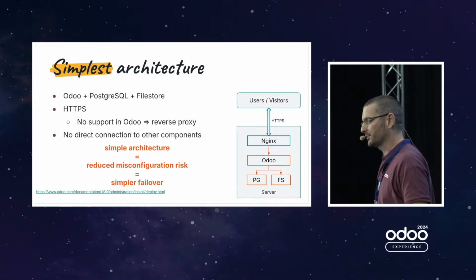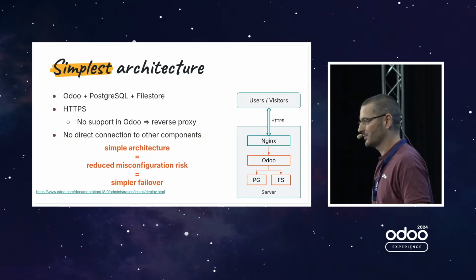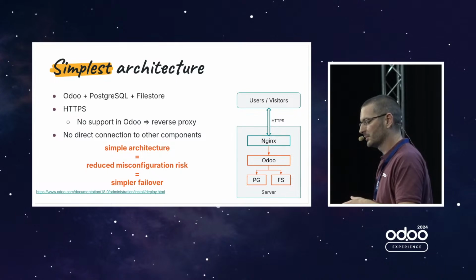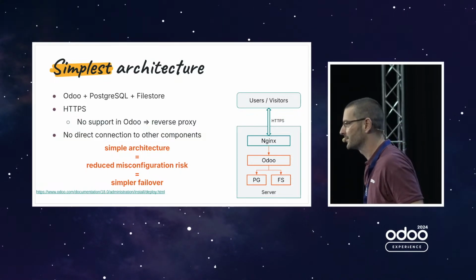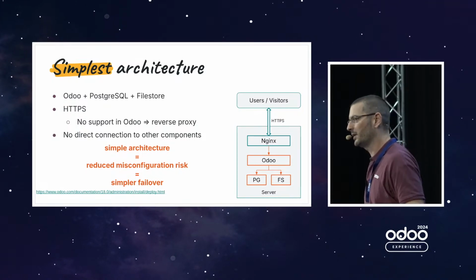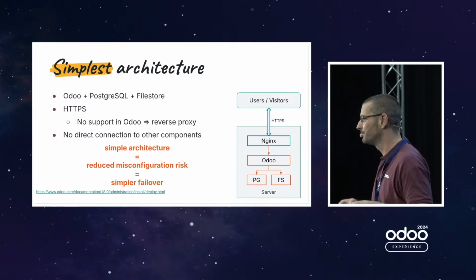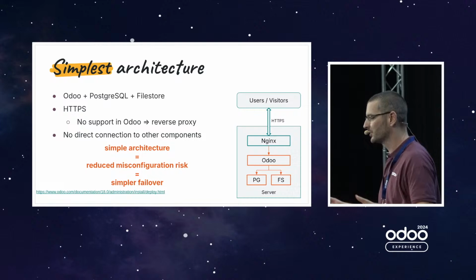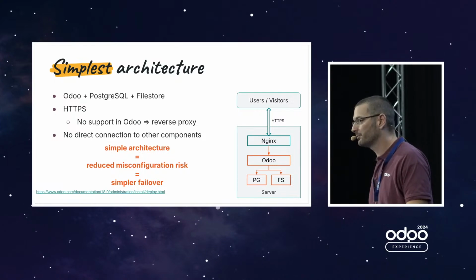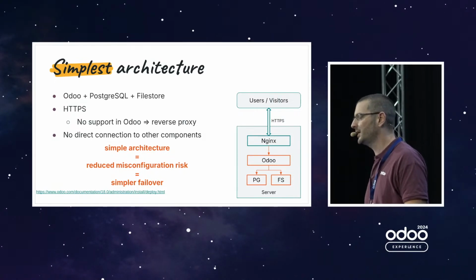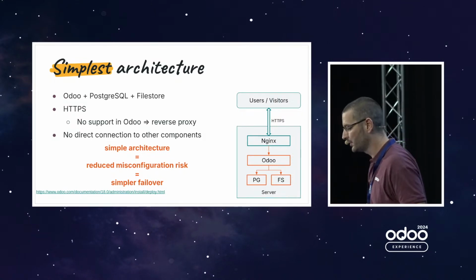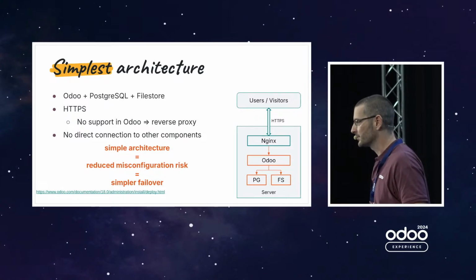That's a simple architecture, but it has a couple of advantages. The first one is that the simpler it is, the less risk there is of misconfiguration. Because the more complex your installation is, the more chance you have to make a mistake somewhere and leave something open. If it's simple, you don't have to worry too much about taking care of all the security aspects. And moreover, if you have a hardware failure, a failover is way easier. If you have a simple deployment mechanism with a simple installation procedure, then it's easy to fail over to another machine.